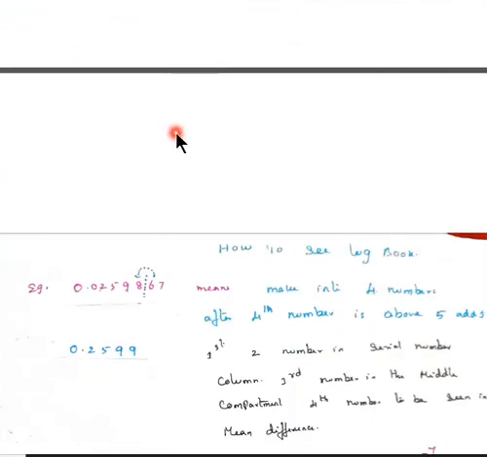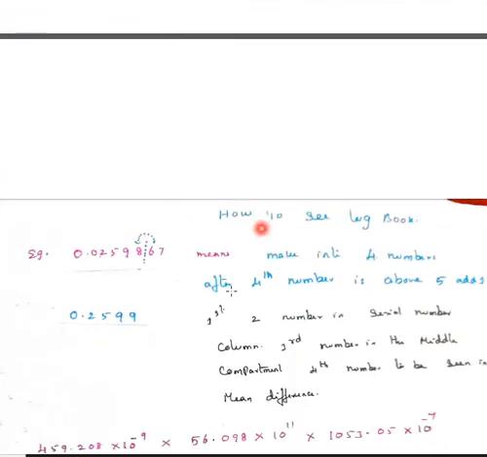Next term, 0.007. So we should consider the point as 1 bar, 0 as 1 bar, this as 1 bar, totally 3 bar. At last, 0.00098998 means bar 1 for the point and 0 0 0, so totally 4 bar. Next, how to see the logbook?